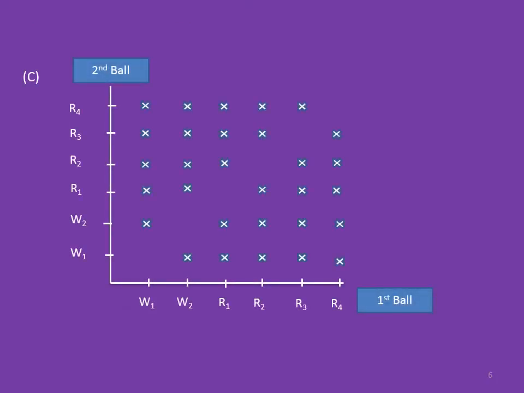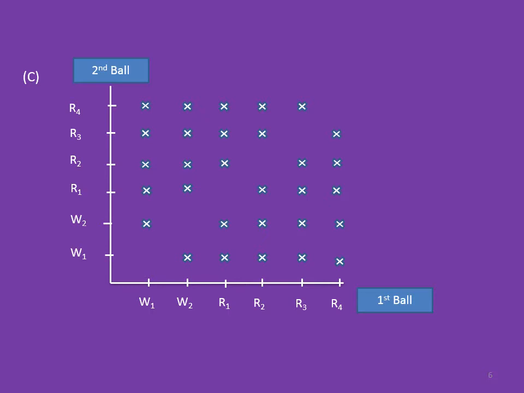Part C. If the ball is not put back into the box and another ball is randomly drawn out and its color is noted, draw the sample space of this experiment on a grid. You are not replacing the ball again. The events are dependent. Then we can't mark on the main diagonal. If you get W1 first time, you can't get W1 again. If you get W2 first time, you can't get W2 again. Like this, you can fill this grid.